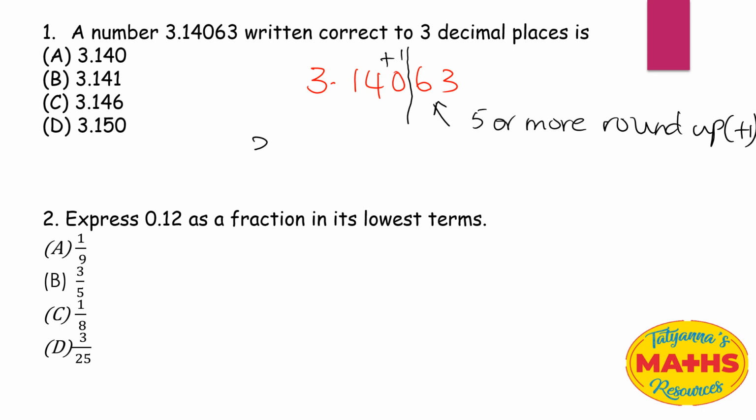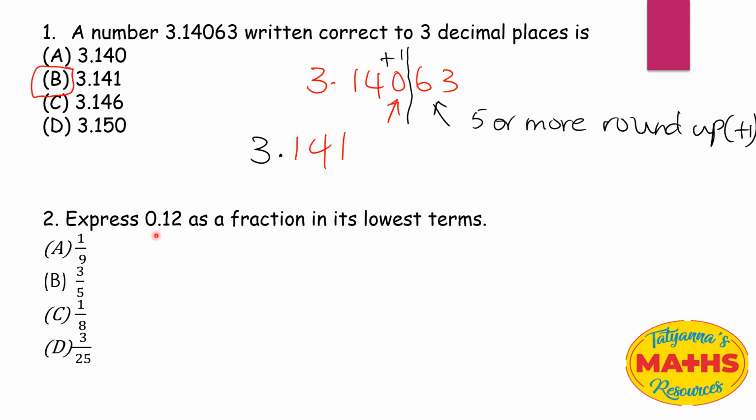So the answer is going to be 3.141. We round up because the number in the lower place value, 6 here, is 5 or more. So we round up. So the place value in front, it was 0, would now become 1. So the answer is 3.141. So that would be B.